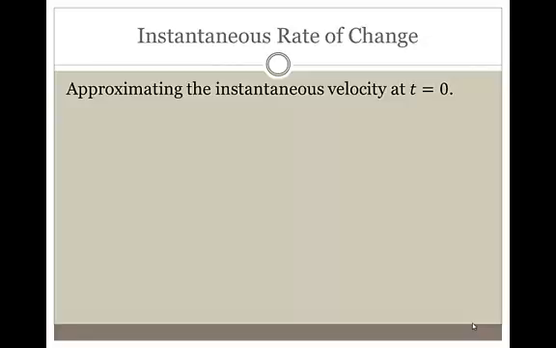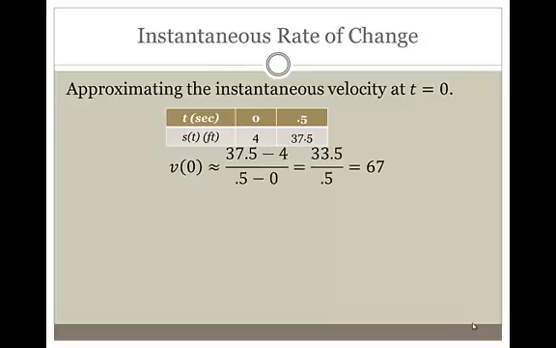Let's revisit approximating the instantaneous velocity at t equals 0 with the knowledge that after half a second, our object is 37.5 feet in the air. Approximating the instantaneous velocity here, we get that v of 0 is our change in position, 37.5 minus 4, over our change in time, which is now only half a second. Calculating this, we get 33.5 over 0.5, which is 67.